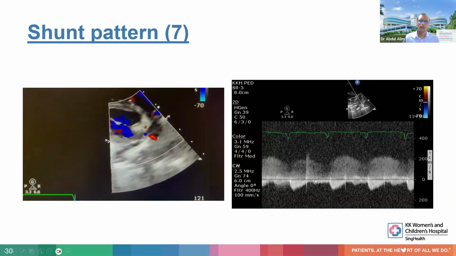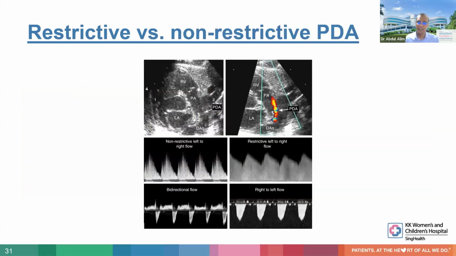Okay. So sometimes we use the terms restrictive versus non-restrictive PDA. What do we mean by restrictive PDA? Like I said earlier, the PDA looks smaller, with a high systolic as well as a high diastolic velocity with a continuous flow. So this is called a restrictive PDA.